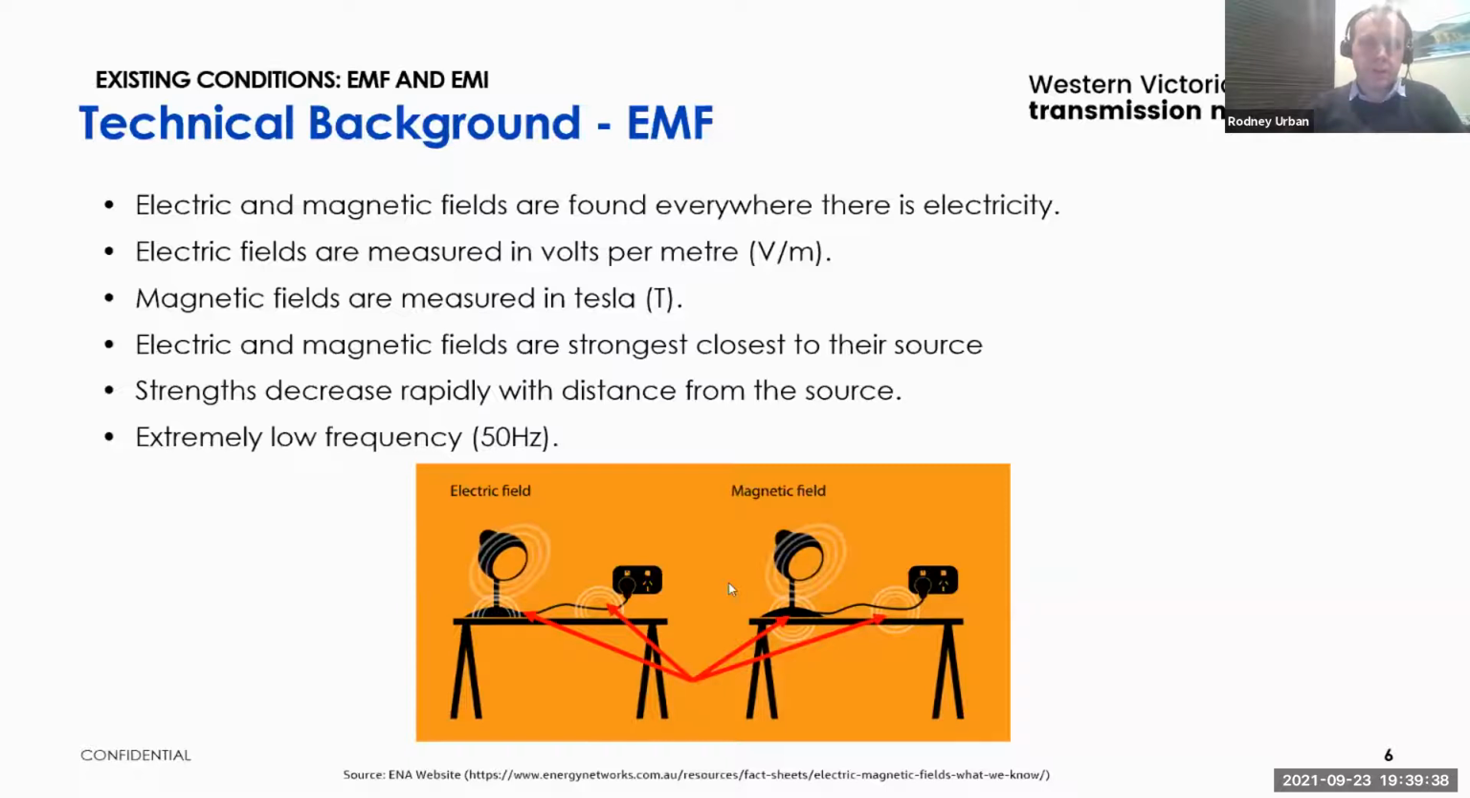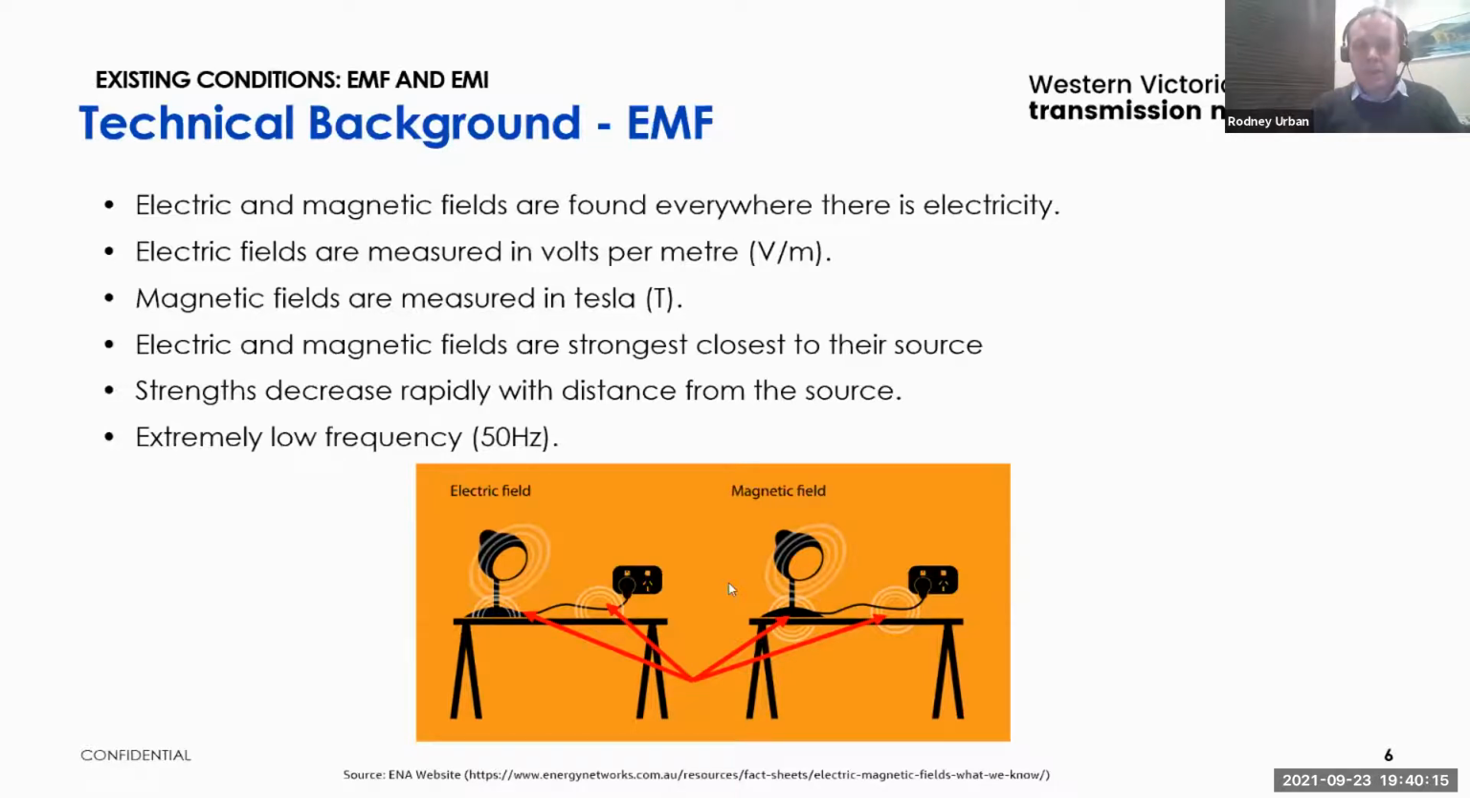So some further technical background to electric and magnetic fields. These fields are found everywhere where we use electricity. The electric fields are formed due to voltages that are applied to electrical and electronic equipment, and the fields are measured in units of volts per meter. Magnetic fields are caused by the flow of electric current from the source, in this case a plug, to the luminaire, to the light. They're measured in units of Tesla.